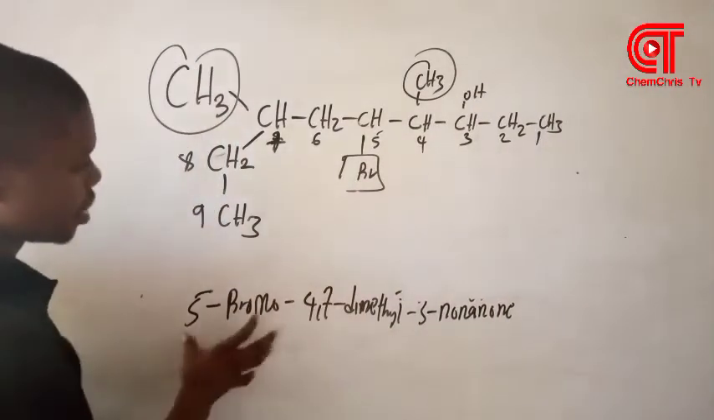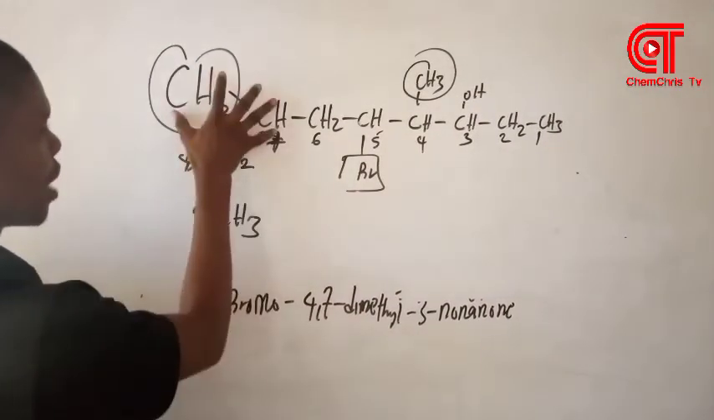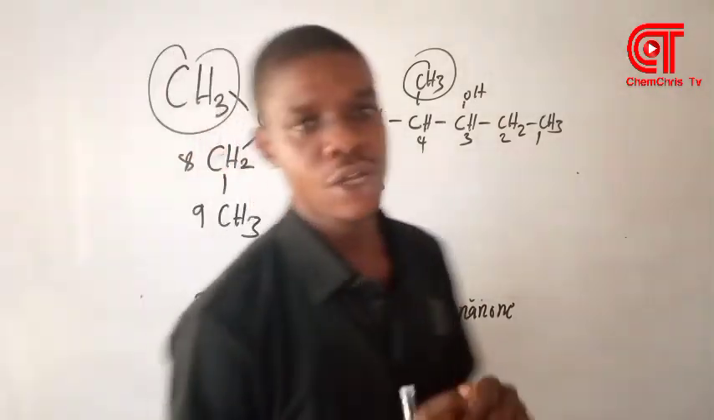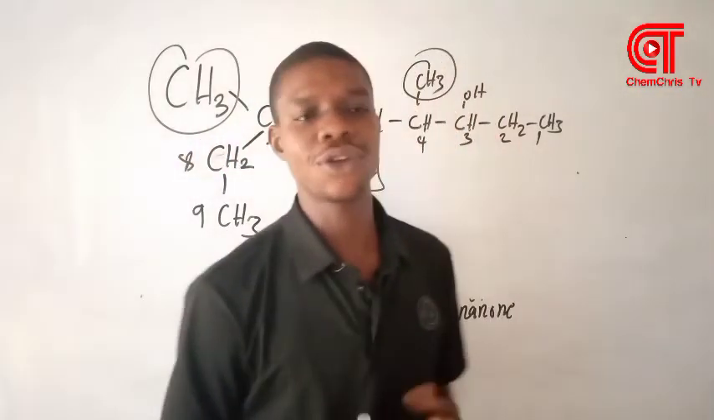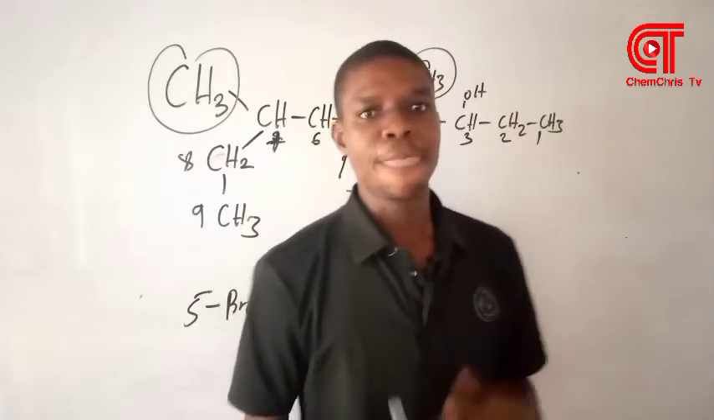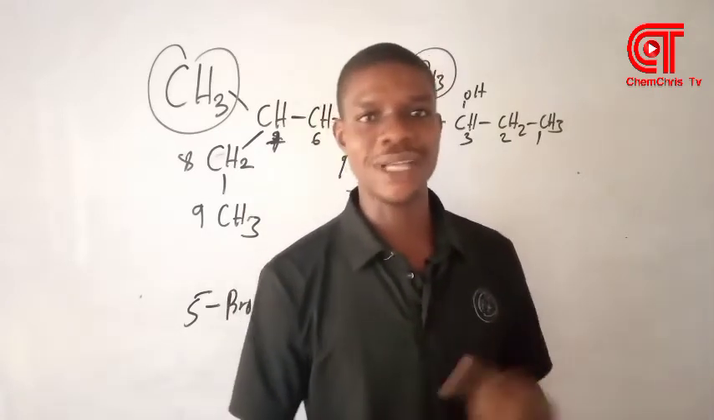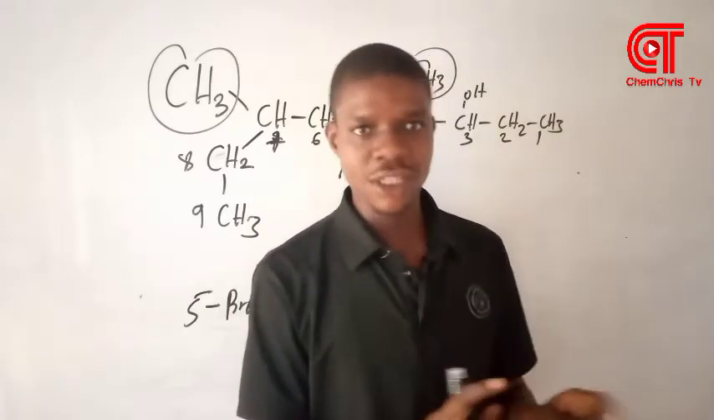You get that? So these are what the name of this other one here. Do you get that? So these are to name the alkanol. You can see how easy it is. Do you get that?